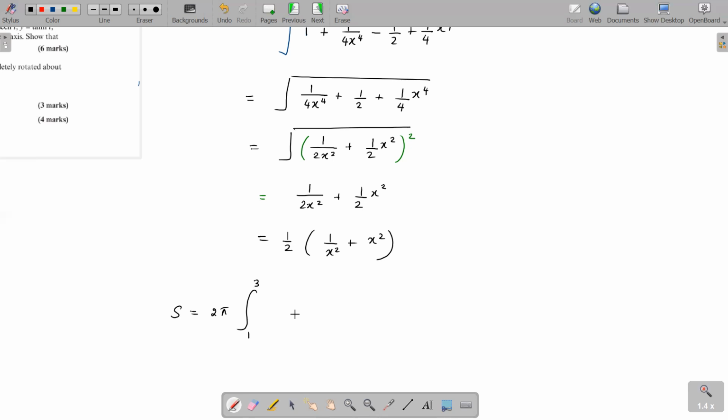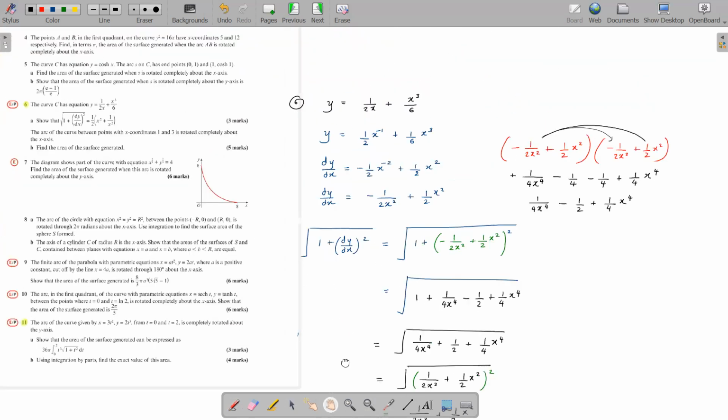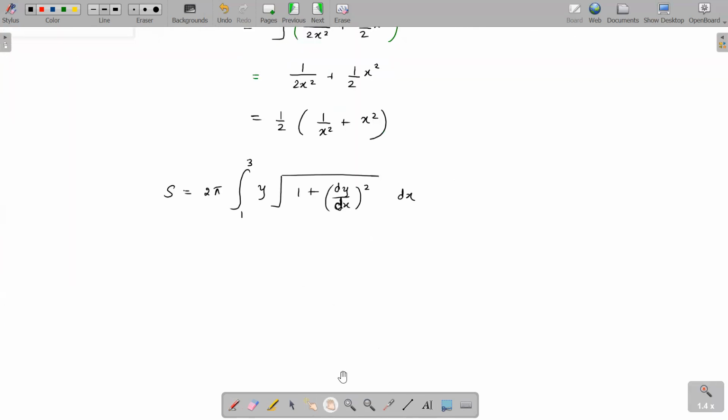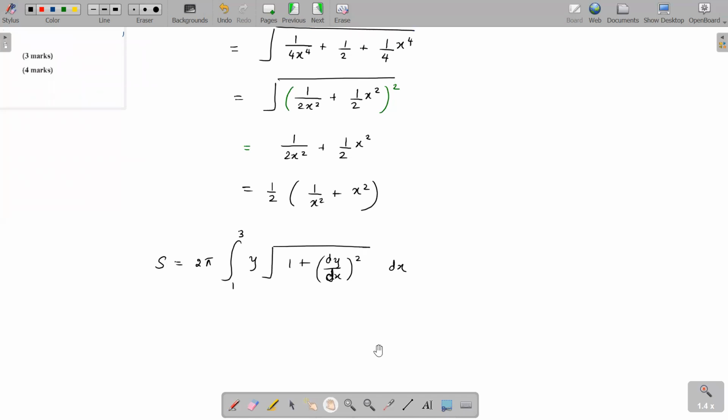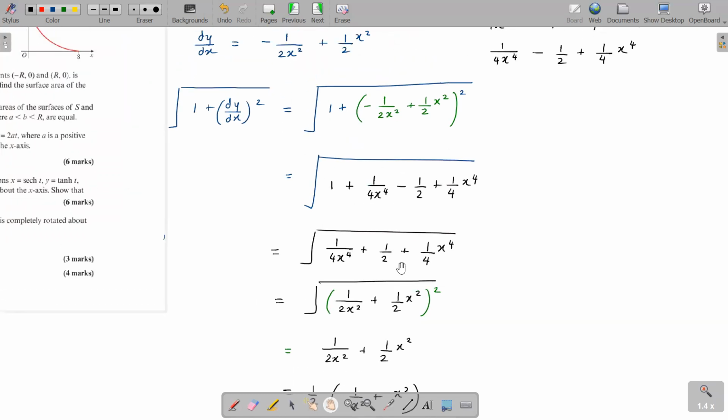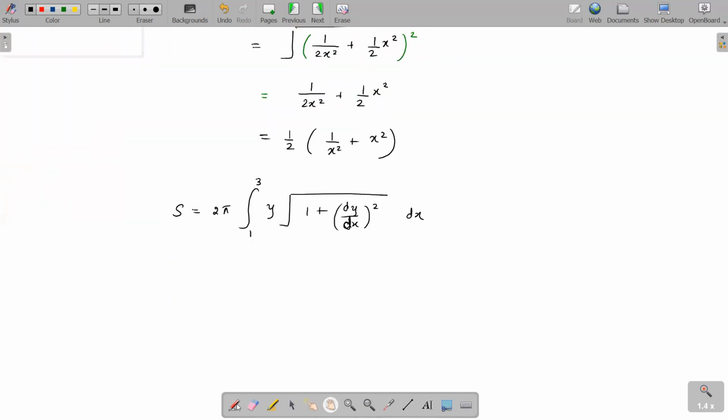Around the x-axis it was 2 pi y times root of 1 plus dy by dx whole thing squared, with respect to x. The limits are from 1 to 3. They ask us to get the surface area. We've already found the answer for root 1 plus dy by dx squared in part A, so I can substitute that answer here.